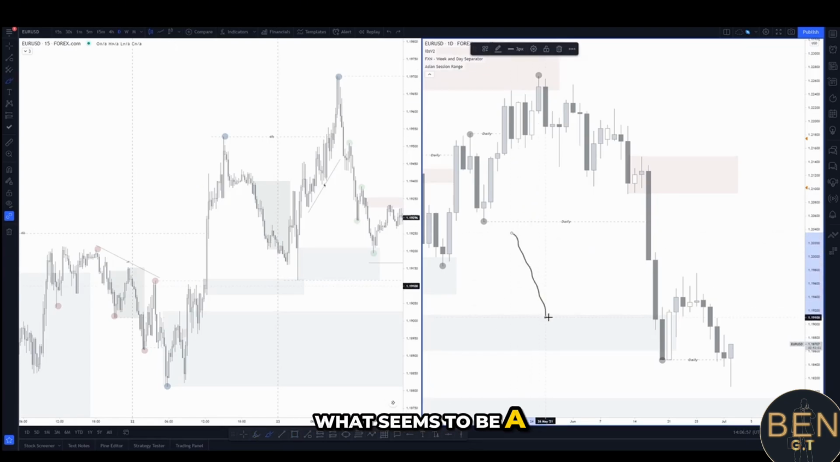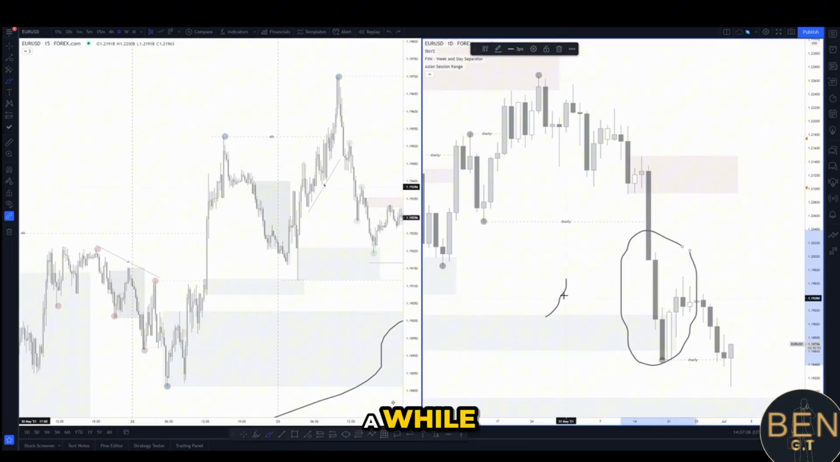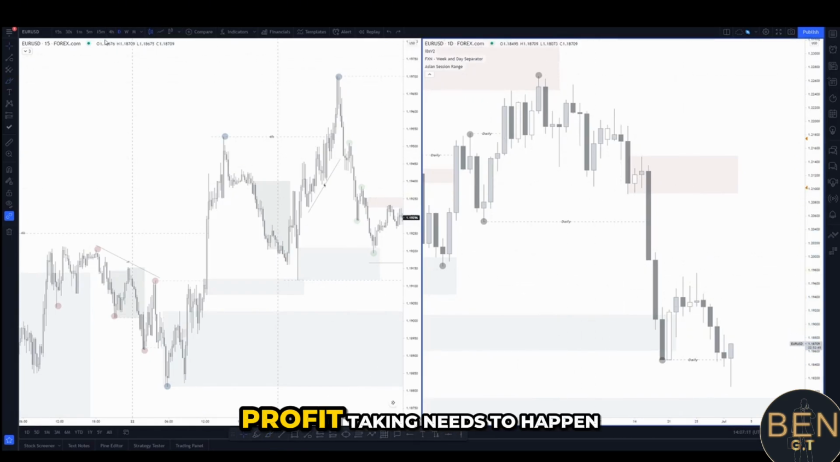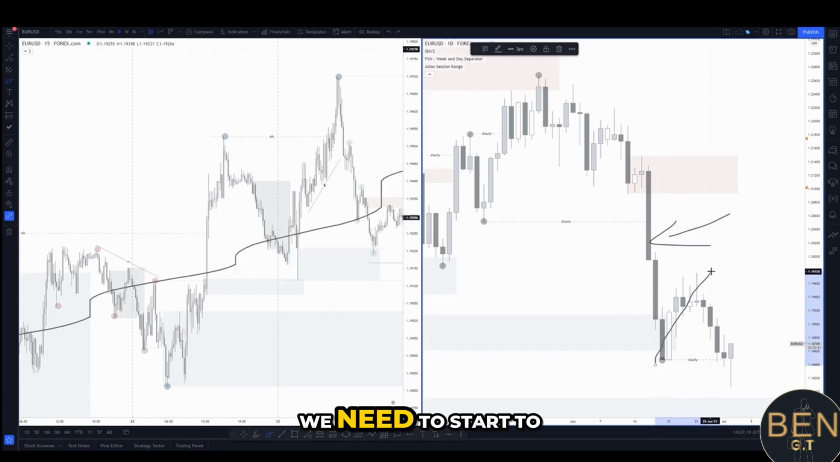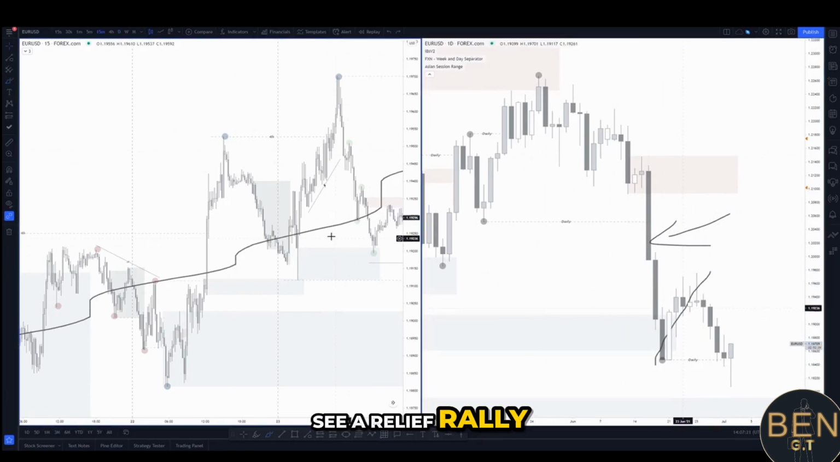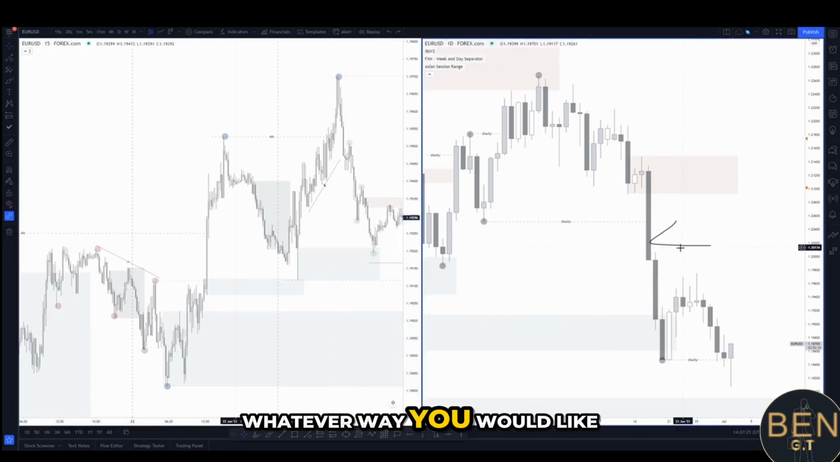And what happens when we are in a bearish trend and we've just put in what seems to be a lower low, we're going to get some sort of pullback, especially after we break structure. A question we should always ask ourselves: what happens after we break structure? We will continue running for a while, but ultimately we need to pull back. Why? Profit taking needs to happen. The market needs to breathe. It's been over-injected with selling pressure in this case. So at some point we need to see a relief rally for price to correct, pull back, retrace, whatever way you would like to describe it.